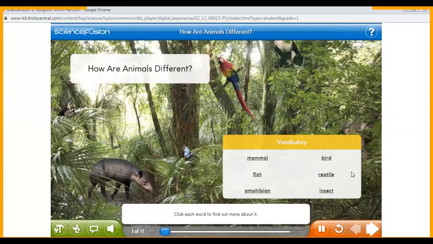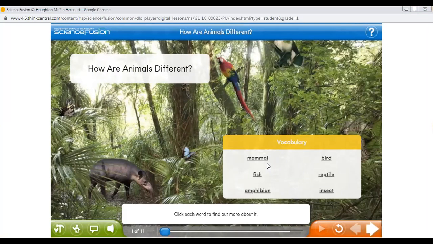So in this lesson, you're going to learn the vocabulary words that you're going to know. The first word is mammal. So you are going to learn what is a mammal, then bird, fish, reptile, amphibian, insect. So now repeat with me. What are the words that you're going to learn?